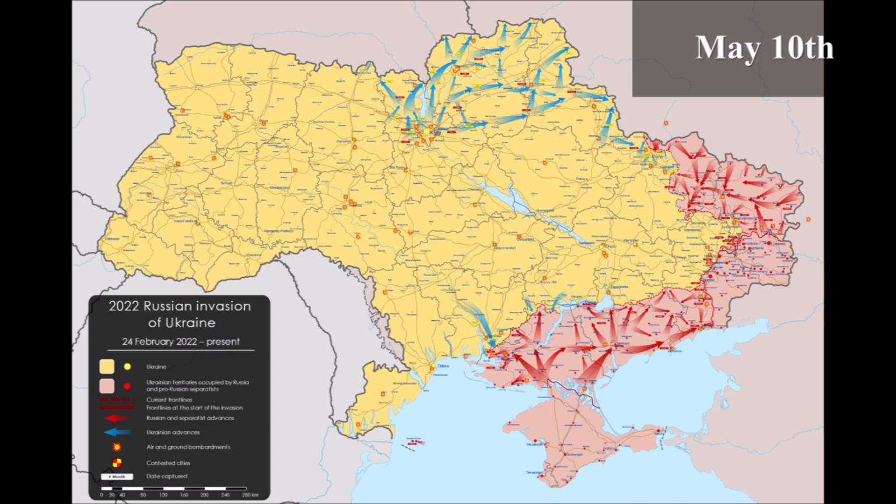The second phase covers the period from April 8th, 2022, when the area of heavy fighting shifted to the south and east of Ukraine, to August 28th, 2022, the day before Ukraine announced the start of its Kherson counteroffensive.